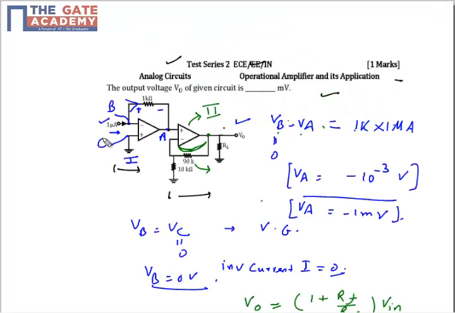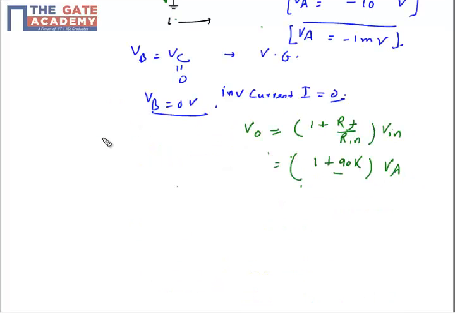What is the input resistor? Input resistor is the resistor which connects the inverting terminal to the ground. So in this case the 10K is a resistor which connects the inverting terminal to the ground. So my input resistor will be 10K.